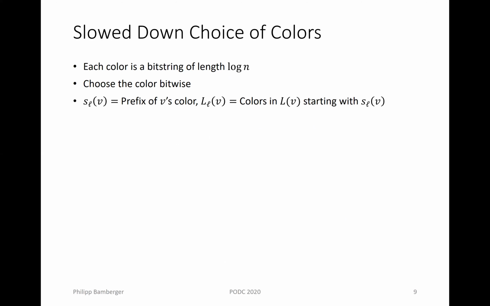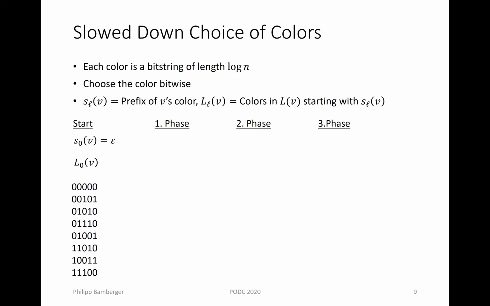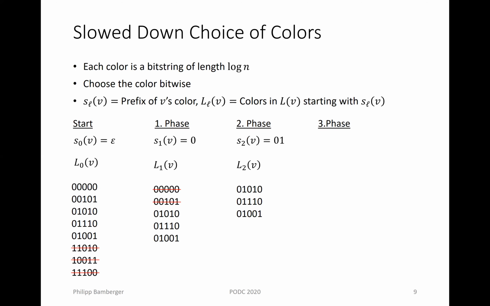We further write L_L(v) for the subset of colors in v's list that start with the given prefix. We call these colors the candidate colors of v after phase L, as v will eventually choose a color from this list. At the beginning, each node's prefix equals the empty string, and each color in the list is a candidate color. If we set the first bit to 0, all colors from the list starting with a 1 are deleted. If the second bit is 1, only colors with the prefix 01 remain in the list, and so on.